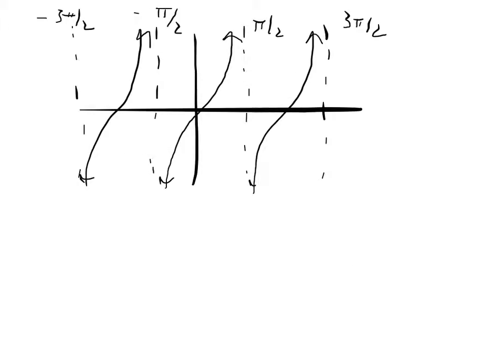And we can do the same thing with the tangent graph. Our tangent graph has asymptotes at -3 pi/2, -pi/2, pi/2, 3 pi/2.